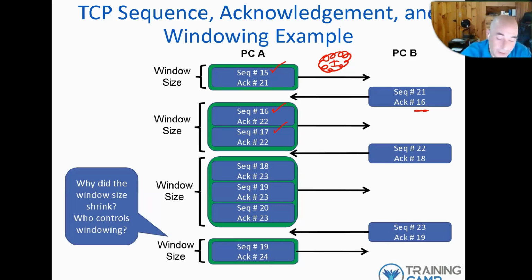Now when B receives it, it doesn't acknowledge each one. It only acknowledges the last one in sequence. So if I successfully receive the 16 and the 17, then how do I respond back? I'm ready for 18. Here I can see 18, 19, and 20 being sent. When B receives it, it then responds back with acknowledgement 19, which is not good. It should have responded with a value of 21, but it didn't.